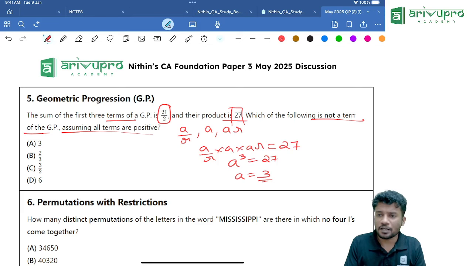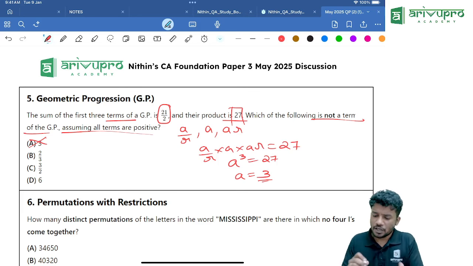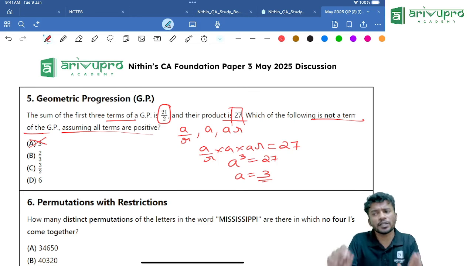Look at option A. They are telling which of the following is not a term of the GP. That means A is anyway a term of the GP. A should be a term of GP. That means option A is anyway wrong. Now, we will check. We should get the sum as 21 by 2 and the product should be 27.